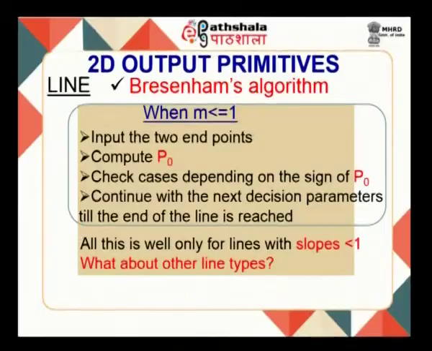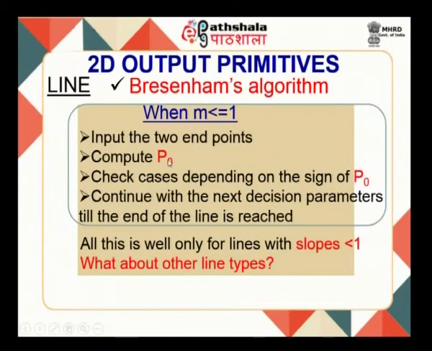Okay. So, the steps can be summarized for the m less than 1 case like this. We are choosing a case here, m is less than or equal to 1, and we are going to sample the line along x axis at unit intervals, and the first step is to input the two endpoints. The procedure is summarized here, you can look at this carefully. The input is the two endpoints of the line.